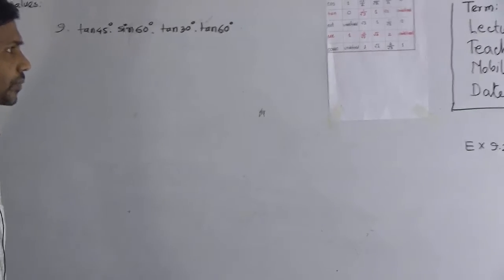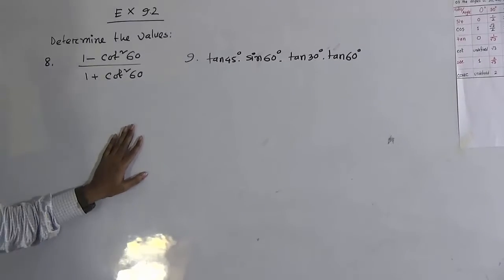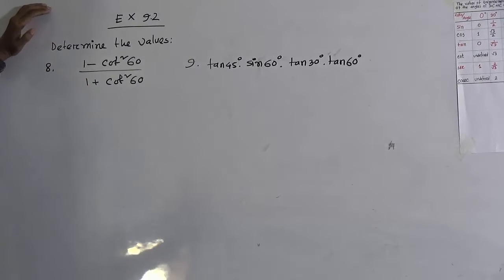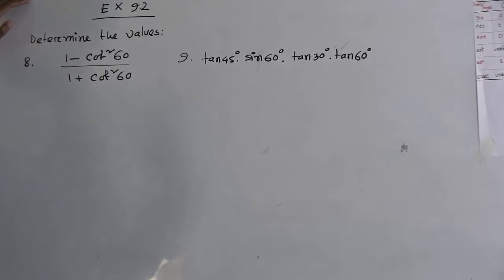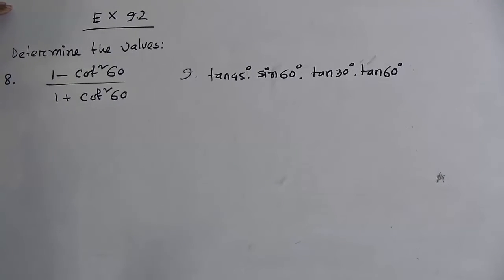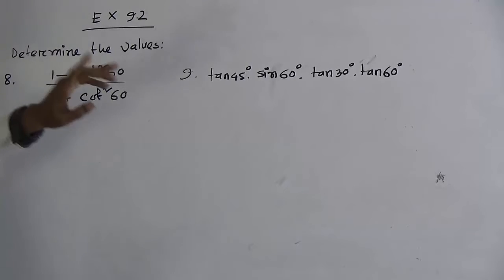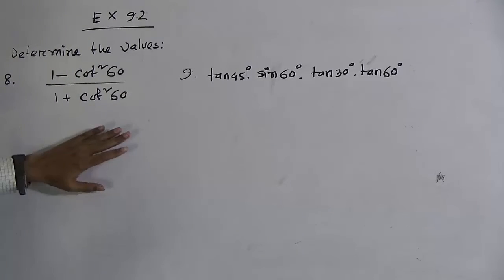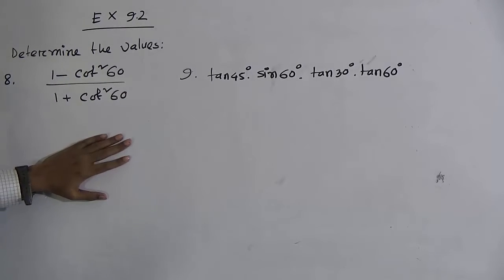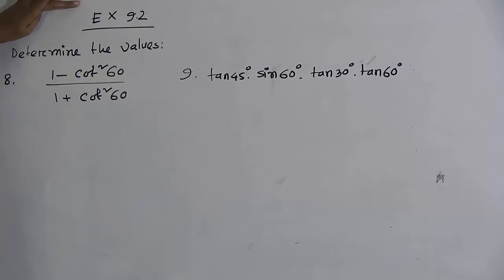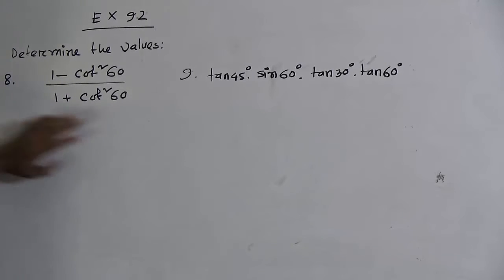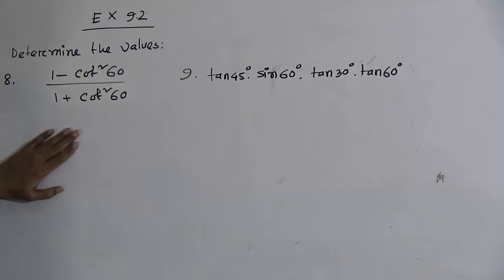Okay student, now I will solve some problems with the help of the respective angles. Look, exercise 9.2, question number 8. Determine the values. Question number 8 and 9. And see, student, 1 to 7 are MCQ.